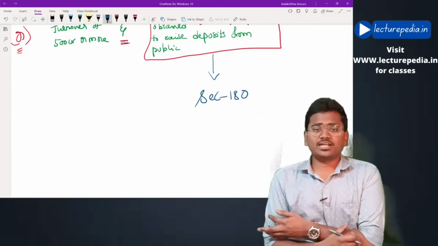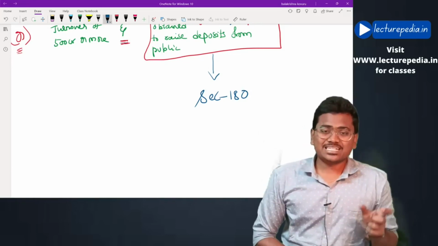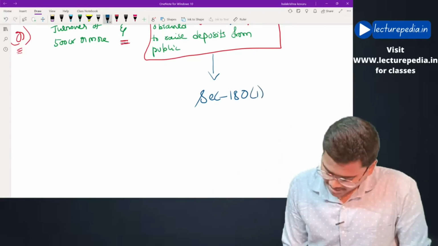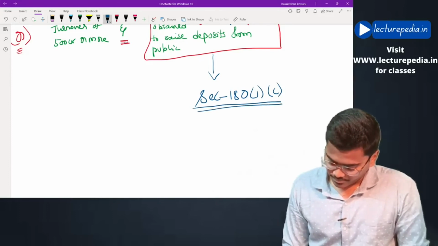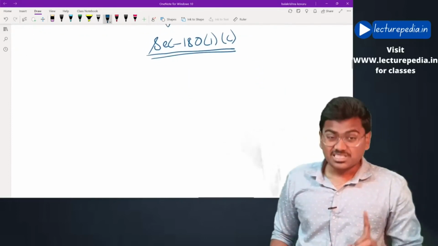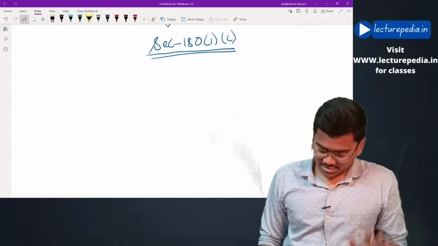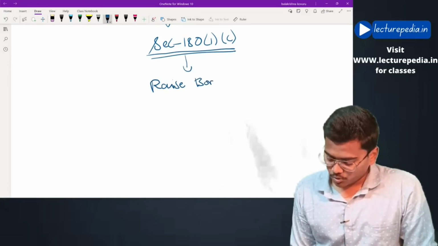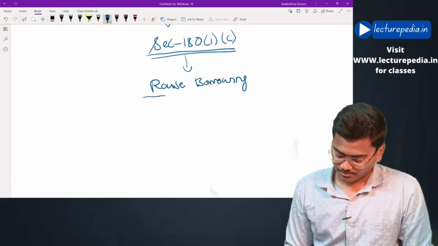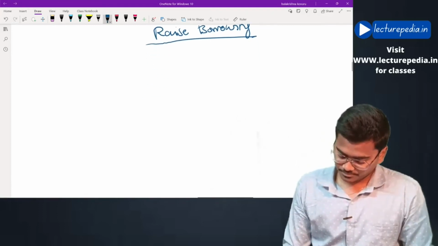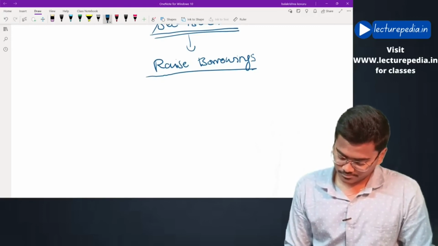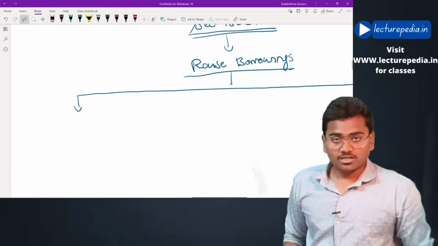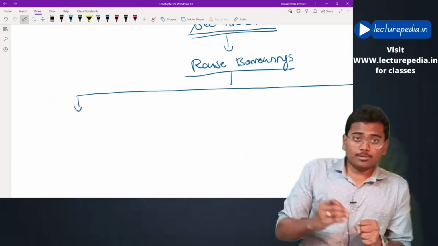Basically section number 180 is related to limitation on the powers of board of directors. As per section number 180 subsection 1 clause C, if company wants to raise borrowings, here there will be two situations. First one is existing borrowings plus proposed borrowings.